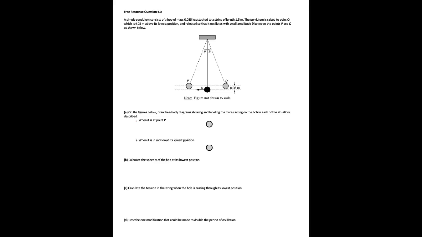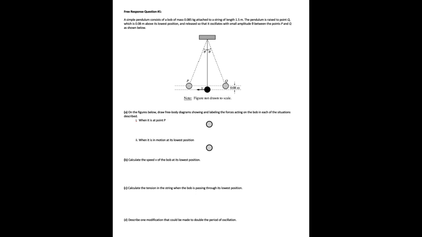This is FRQ number 1 on the review packet for oscillations and waves. It reads: a simple pendulum consists of a bob of mass 0.085 kilograms attached to a string of 1.5 meters. The pendulum is raised to point Q and then released so it oscillates with a small amplitude between points Q and P, as shown below.